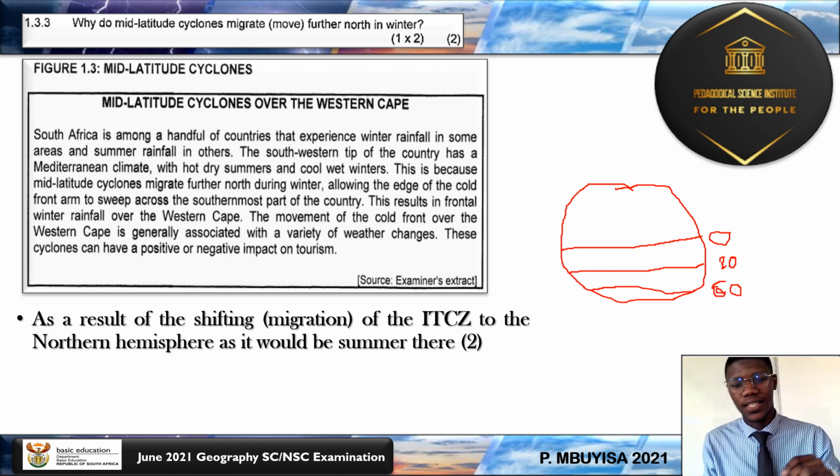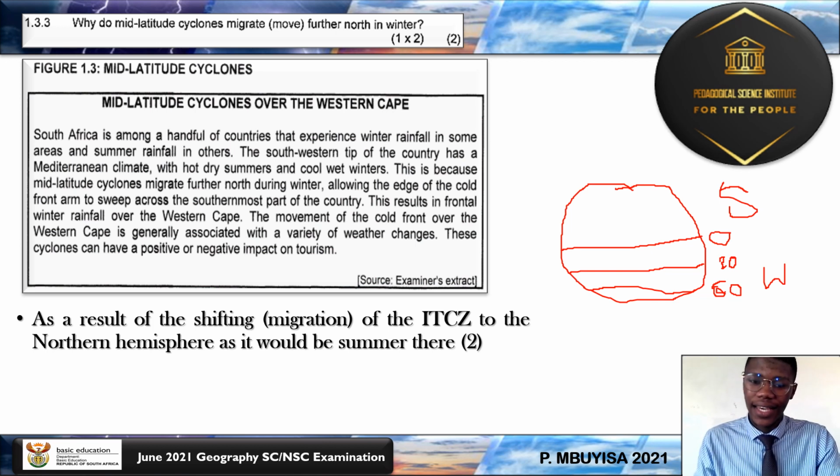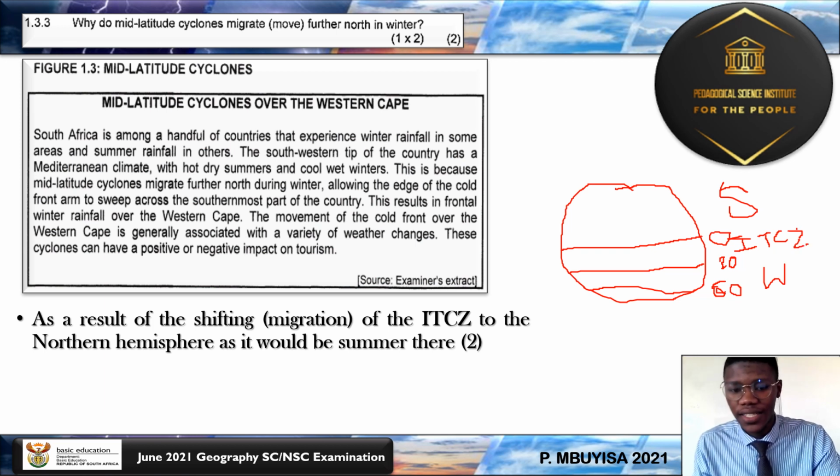Now, here's the first reason. As a result of the shifting of the ITCZ to the northern hemisphere, it will be summer there. Remember that when it is winter in the southern hemisphere, it is summer in the northern hemisphere. Because of this fact, we know that at the equator you find your ITCZ. Remember, you were taught this in grade 10 and 11. You find your ITCZ at the equator. And what is the ITCZ? It stands for Intertropical Convergence Zone.